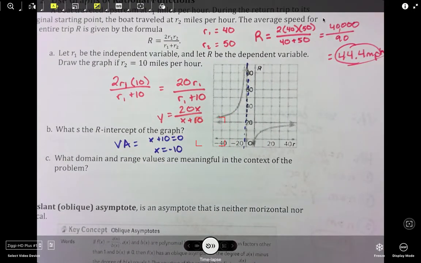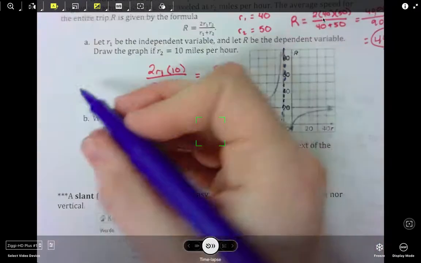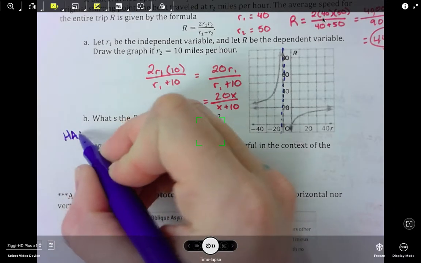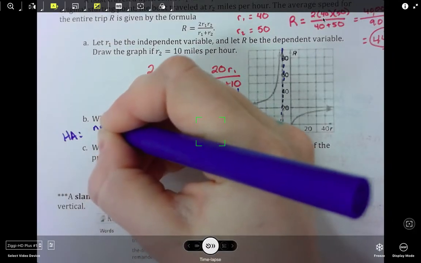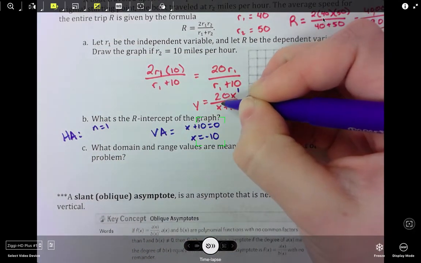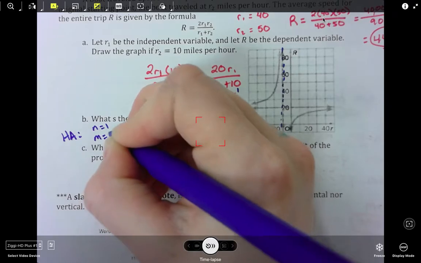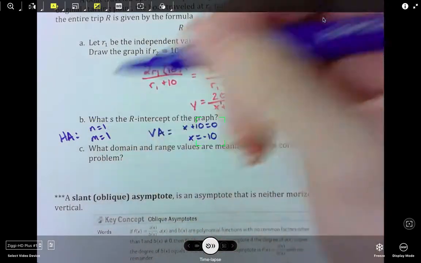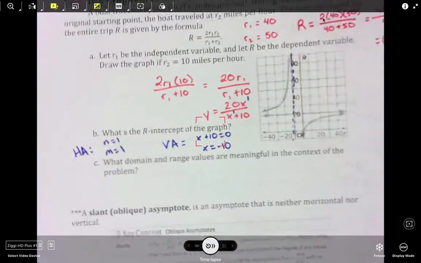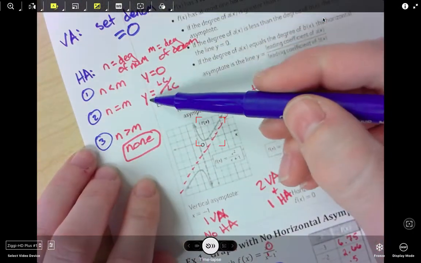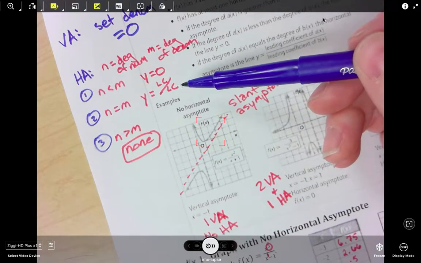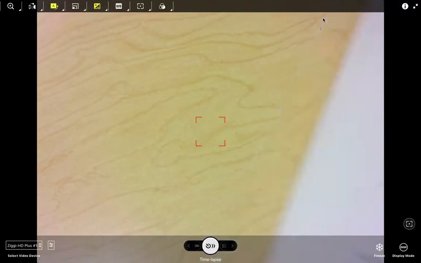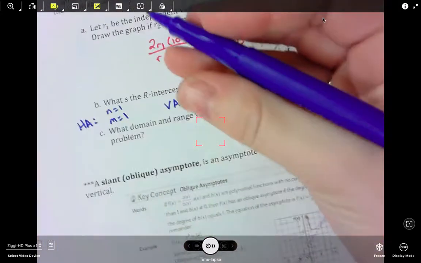And then to find the horizontal asymptote, we look at n and m. n is the degree of the numerator. It's x to the first power, so n is 1. And m is the degree of the denominator, x to the first power, so m is 1. So here is the scenario where n and m are both the same. I'm going to flip back to my rules. If n is the same as m, I look at leading coefficient over leading coefficient. This is that second rule, that middle rule.